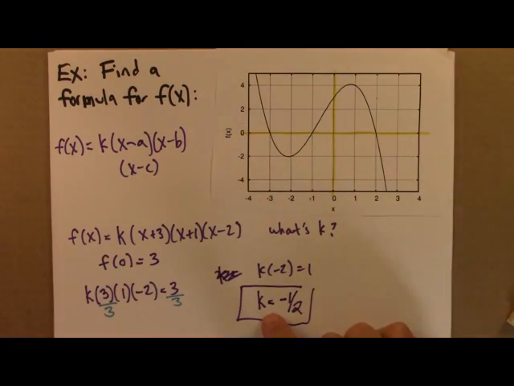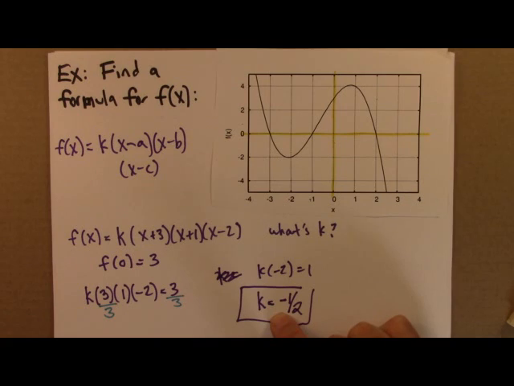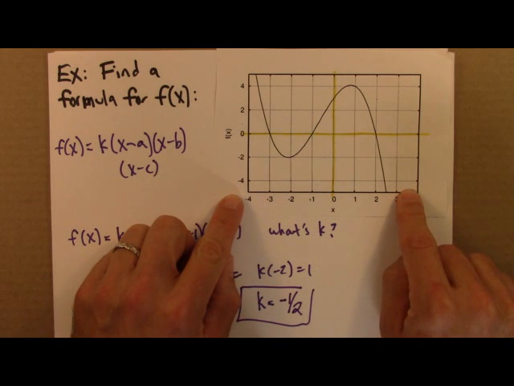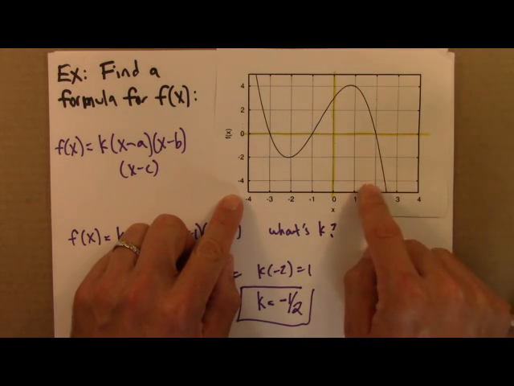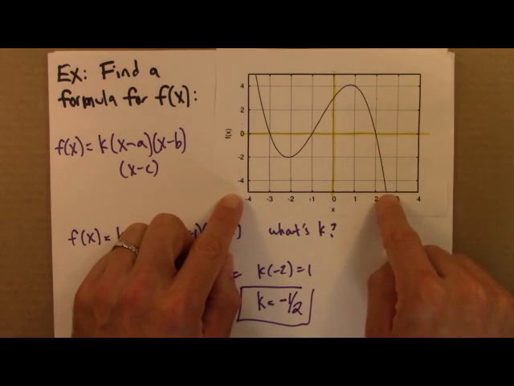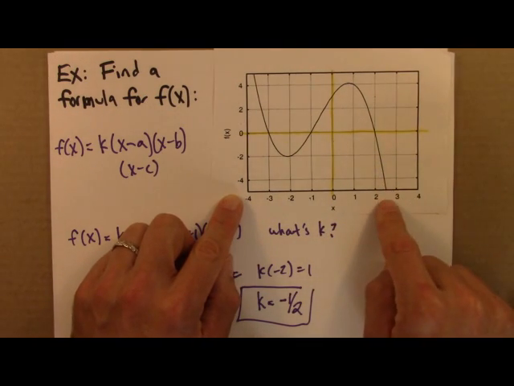So we could have predicted the minus sign in advance. Let's stop and think about that for a second. This is negative for large x. We'd say the leading term here is negative. The large x behavior is negative.